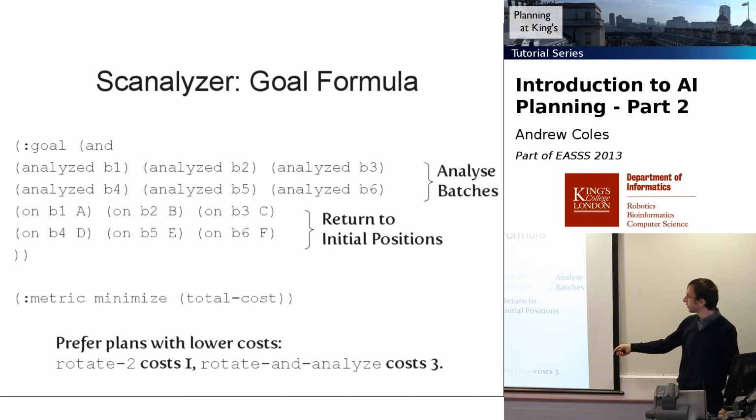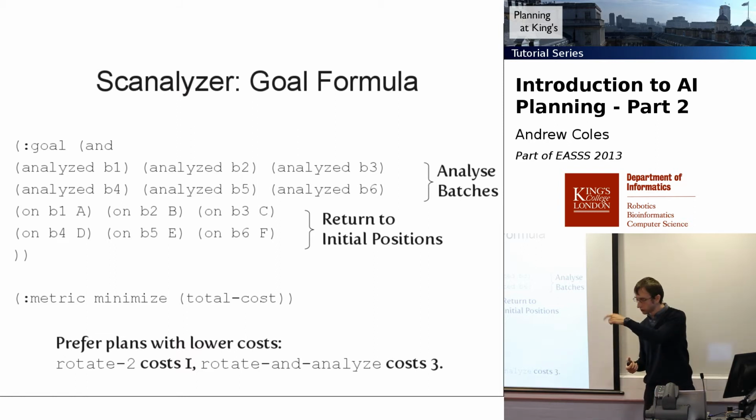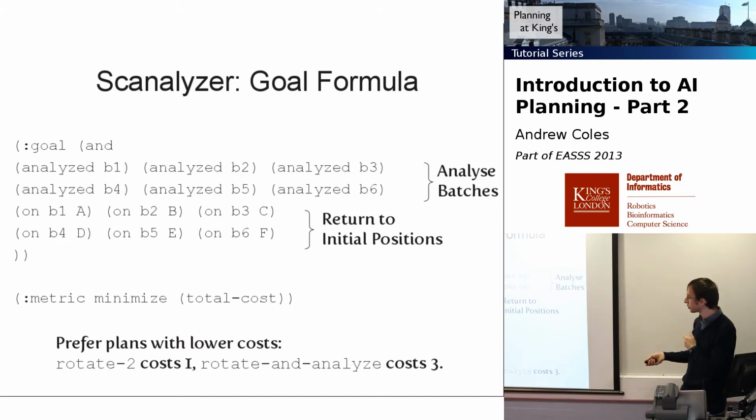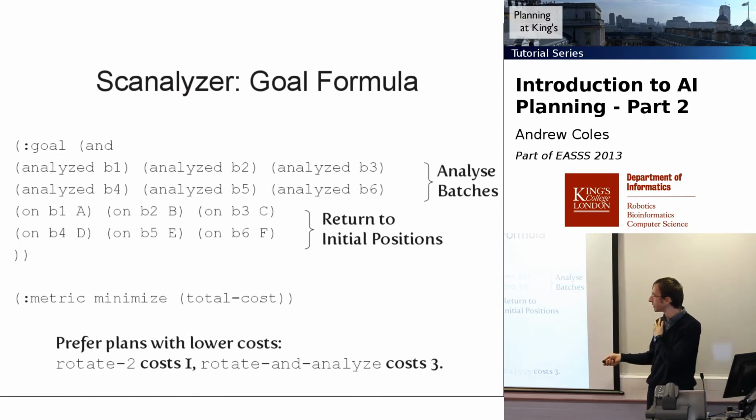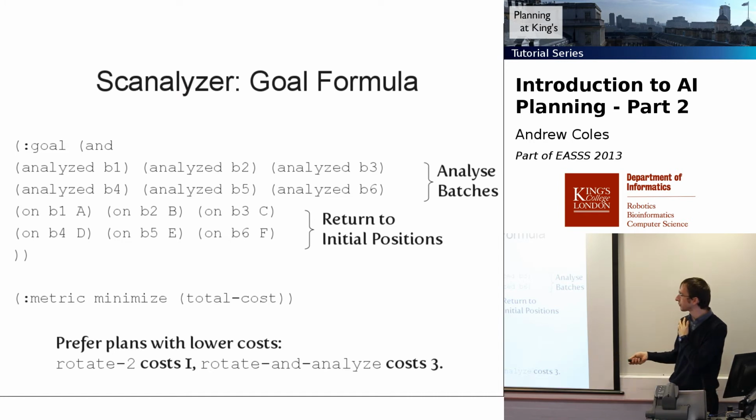And because we have this extra line written at the bottom of our problem file, our metric, our quality measure, is to minimise the total cost of the plan. Remember, rotating 2 segments, so swapping 2 segments, had a cost of 1, and rotating and analysing 2 segments had a cost of 3. So more or less, if possible, the plan is going to prefer to use rotate actions, so there's a 3-to-1 ratio there. If there are 2 ways of doing things, it's going to go for the one with the rotate, rather than rotate and analyse.